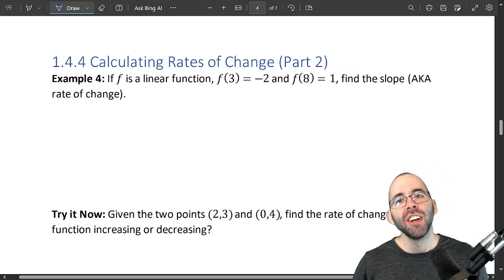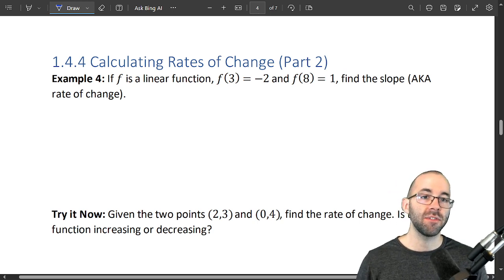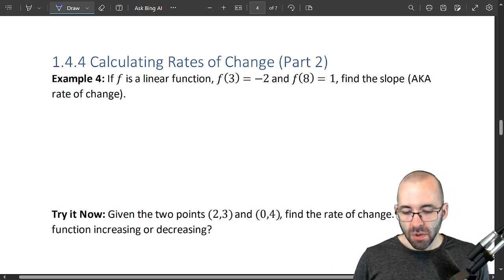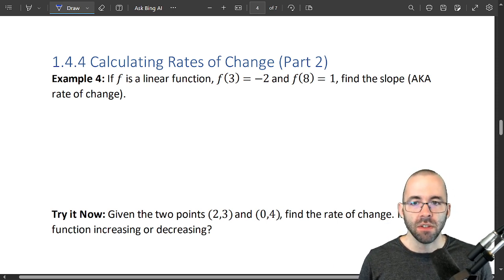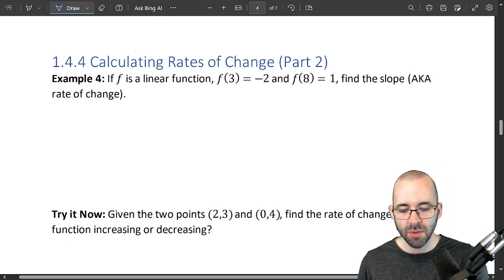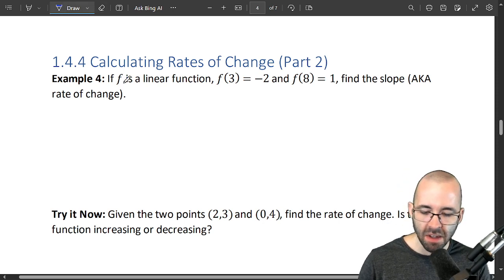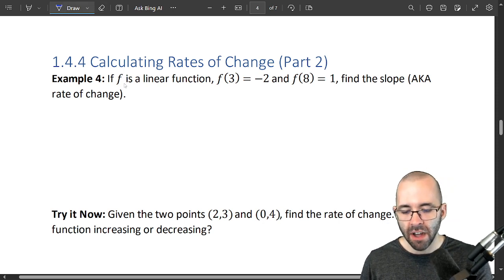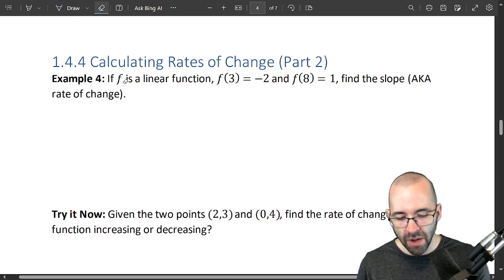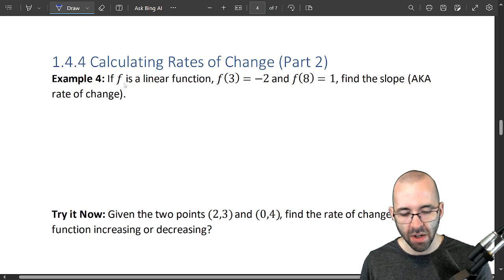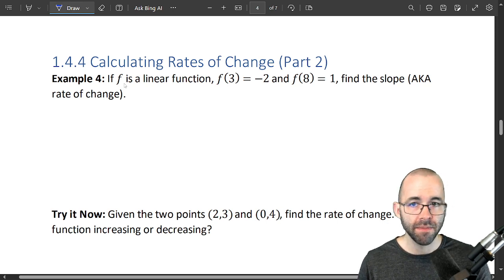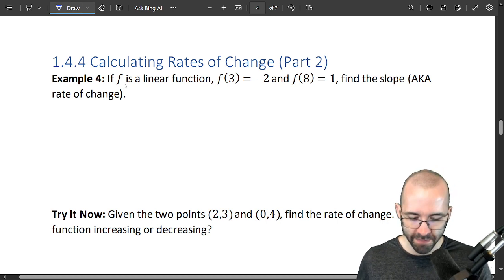Anyway, let's do some more practice calculating rates of change, practice with slopes, and some other stuff. So if we have a linear function, sometimes we call the linear function f of x. Sometimes we can just call the linear function f. Okay, so let's say f is some linear function. The function value at an input of 3 is -2, and the function value at an input of 8 is +1. What's the slope going to be? Otherwise known as the rate of change.